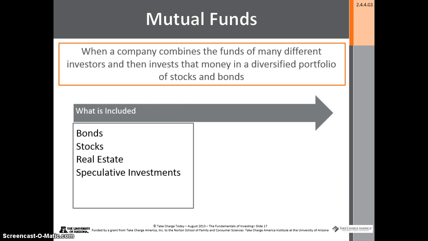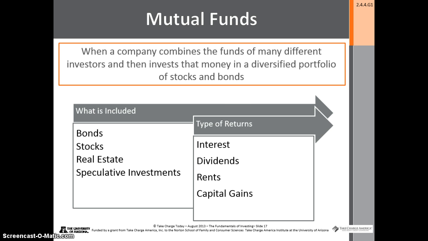What is included? You got bonds, stocks, real estate, and speculative investments. And then the types of returns that can happen is your interest, dividends, rents, and capital gains. And remember, you probably are going to need to go back and review. I'm not going to review them again because of sake of time, but you need to go back and review that you know what all four of these words mean.